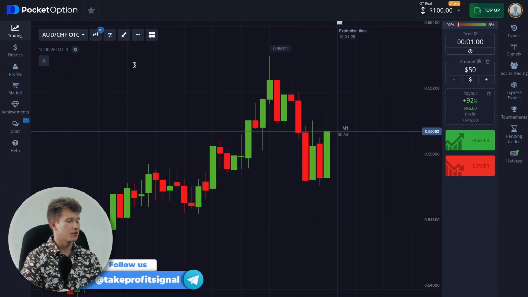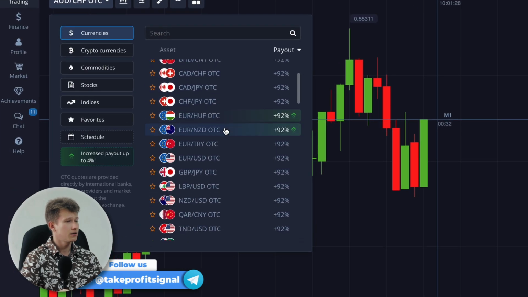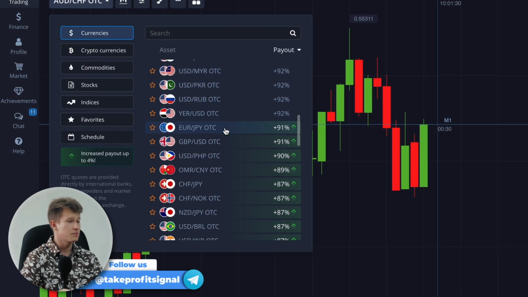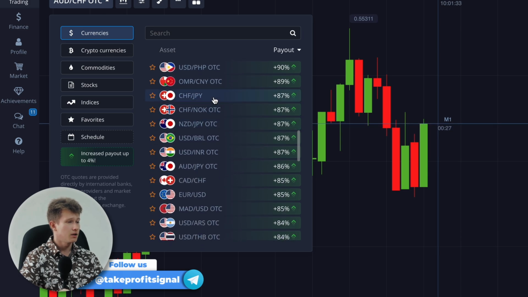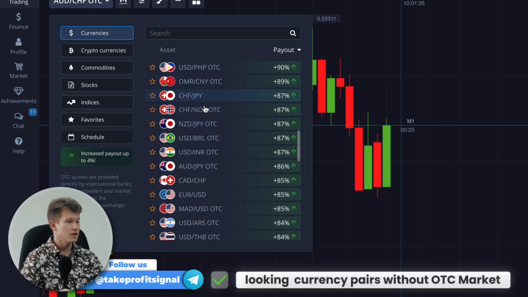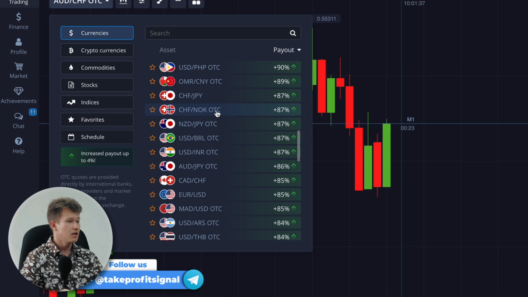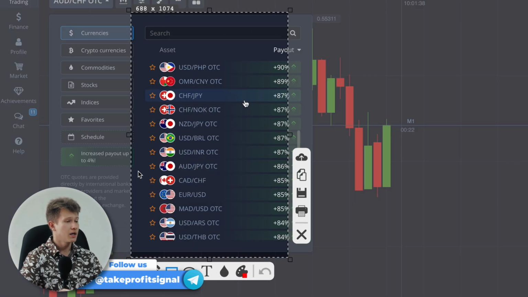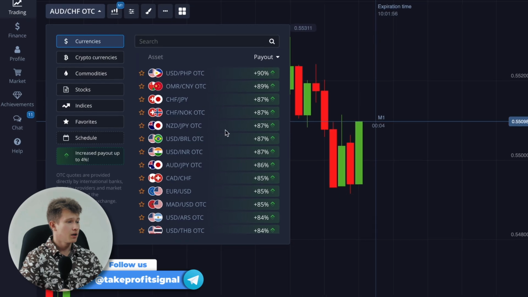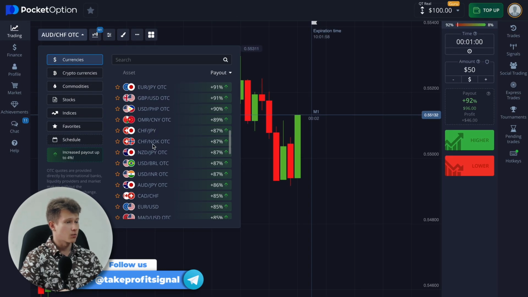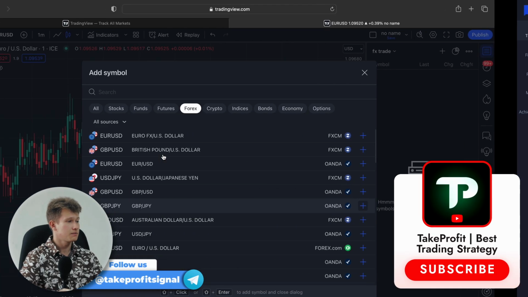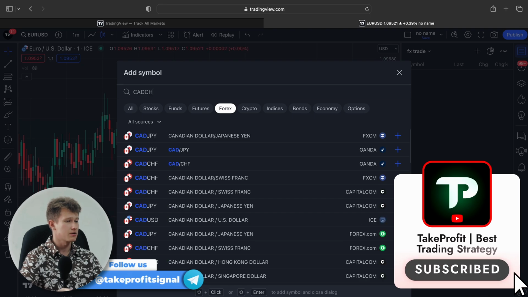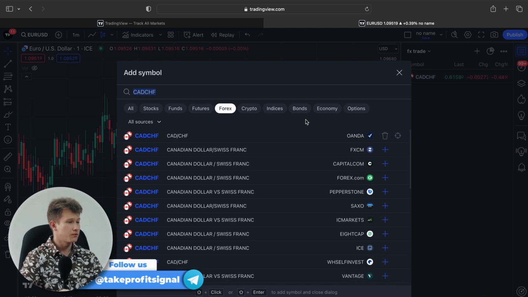Now we go to the Pocket Option platform. By the way, I will leave all the links in the description, so follow them. Here we are looking for currency pairs without OTC marking, because OTC are currency pairs from brokers. Here we have regular currency pairs, and the rest are pairs from brokers. We are interested in the regular ones, so we go through the list and add about 10 currency pairs. This will be enough for today's trading.